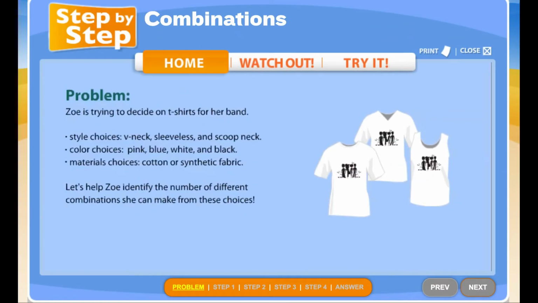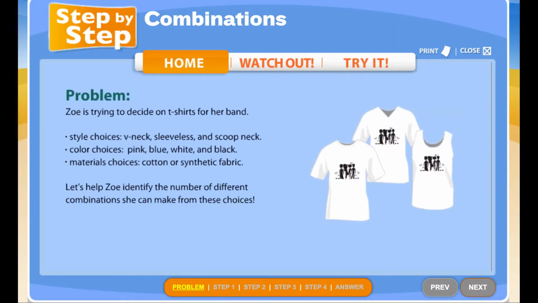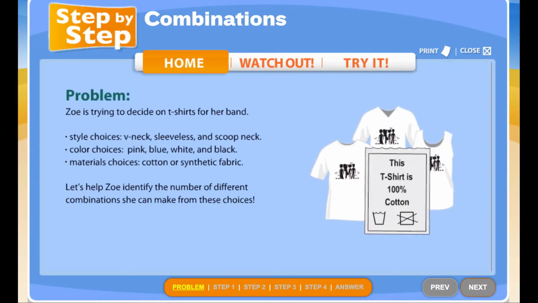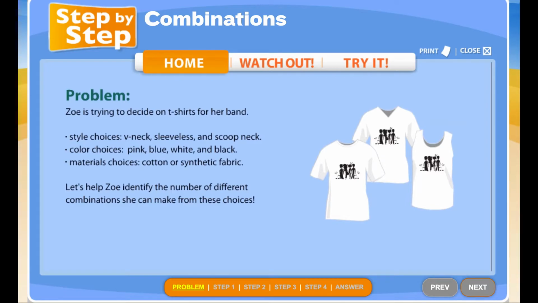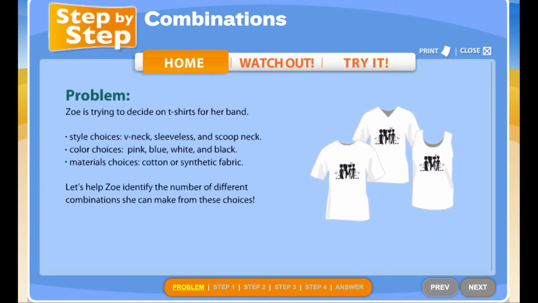Zoe is trying to decide on t-shirts for her band. The style choices include V-neck, sleeveless, and scoop neck. The color choices include pink, blue, white, and black. The shirts can be made out of either cotton or synthetic fabric. Zoe's starting to get overwhelmed by the options. She feels like there are a million different combinations. Let's help Zoe identify the number of different combinations she can make from these choices.